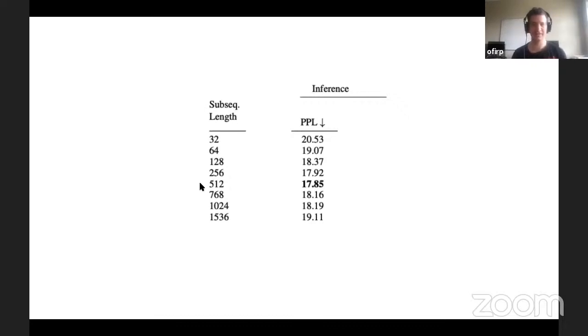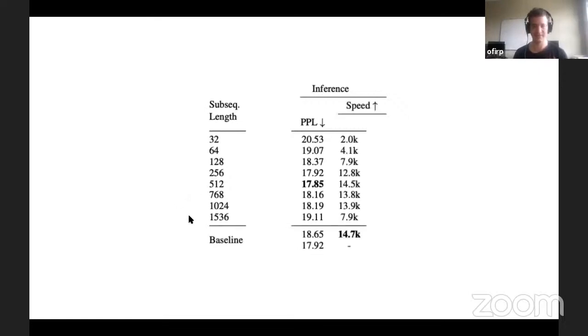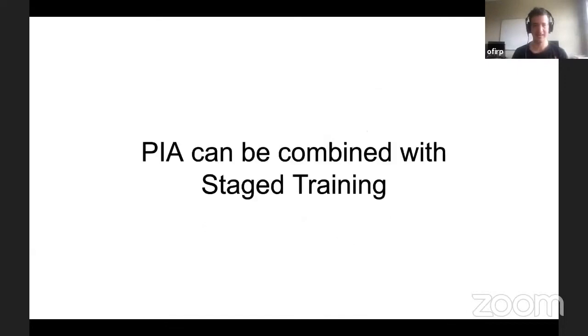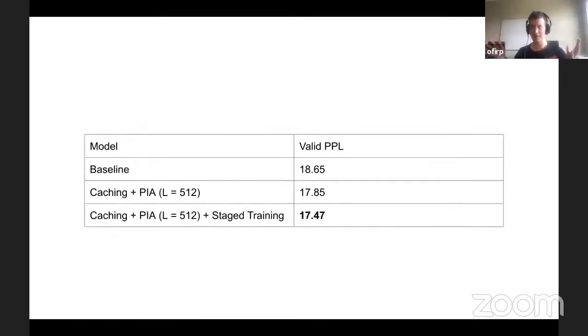I'm not going to talk too much about these numbers because you can just see them in the paper. I don't really have too much to say, but of course we beat the baseline and we're super quick. We're just a smidge slower than the baseline. And we can combine these two methods that I showed you to achieve even better performance. So if you just use caching and position infused attention, you beat the baseline. But if you train that model with state training, it beats the baseline even more.